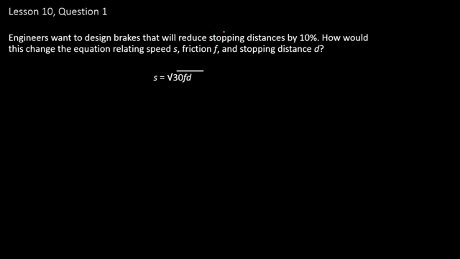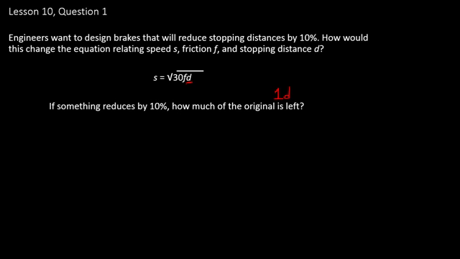Well, the variable that we're affecting is d, distance. So if I currently am multiplying in this equation, I've got 30 times f times 1d. Think about what it means to reduce 1d by 10%. So if 1d is the original amount, how much of it is left if I reduce this by 10%? 90%, right? So in other words, what's 90% of 1d?